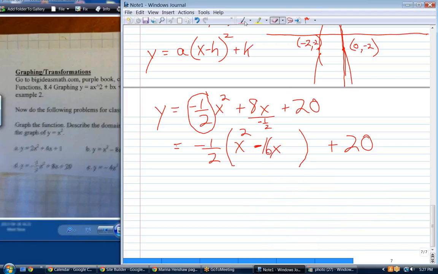Now we haven't changed anything. The function is still exactly as it was. We've just rearranged it. So how do I complete the square in the middle?